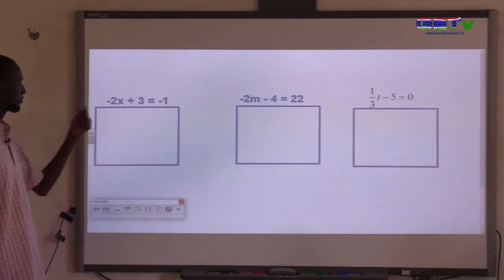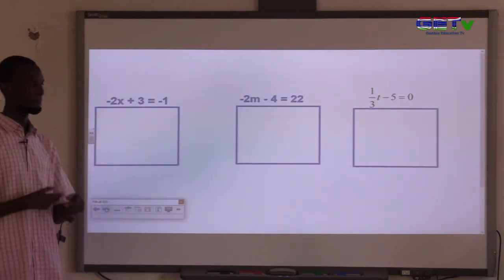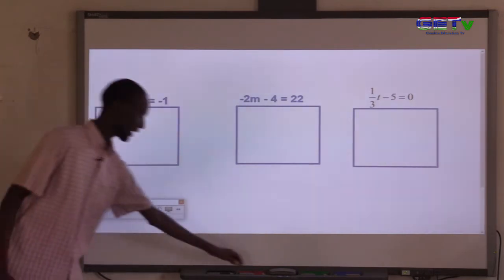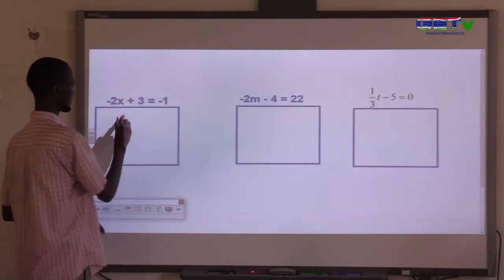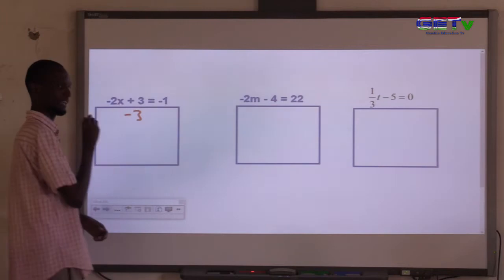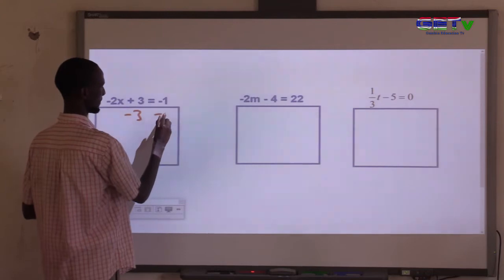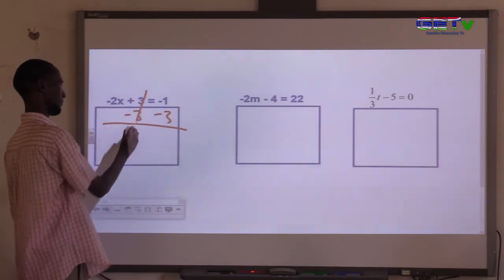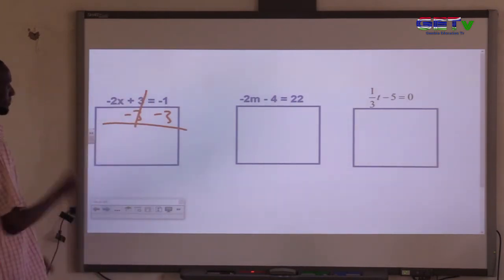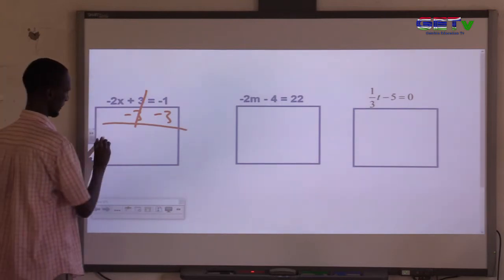Which means we need to undo the addition before the multiplication, because again, we are still going backwards through the order of operations. And if I want to undo a plus 3, I simply subtract 3. But if I subtract 3 from the left-hand side, I must also subtract 3 from the right-hand side. That undoes the 3 from this side. There's no more 3 here, because 3 minus 3 would be 0. So they are gone. But still, the negative 2x is still there. So you bring it down.